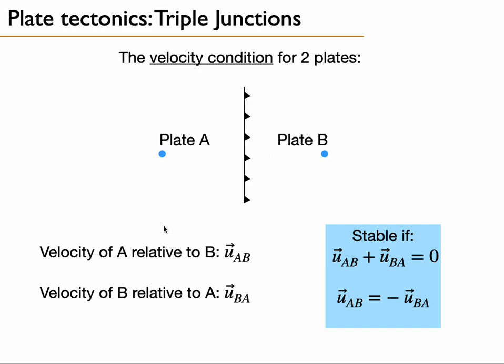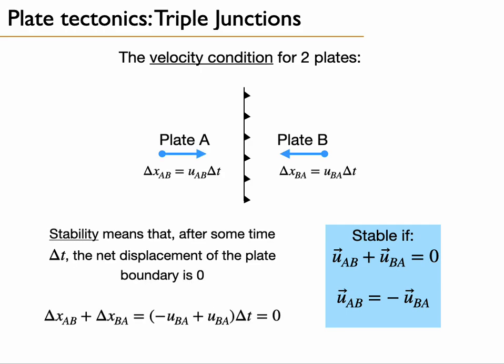So let's introduce the velocity vector of A relative to B. This is vector UAB. There's a velocity vector for B relative to A, UBA. This boundary here will be stable if UAB plus UBA is equal to 0. So it means that UAB is equal to minus UBA. That's a condition for two plates.